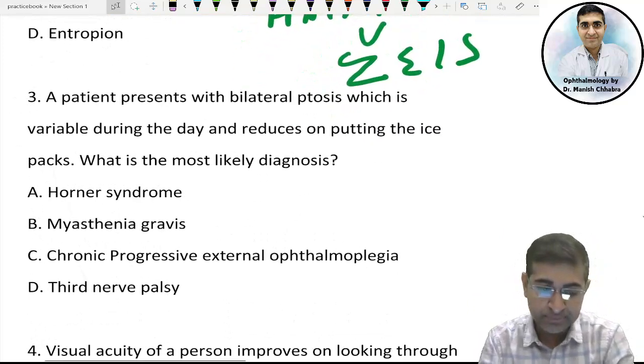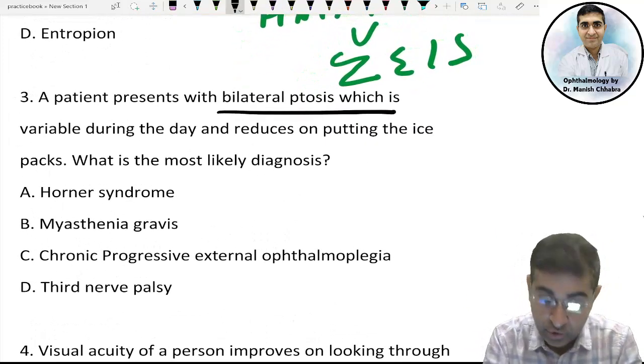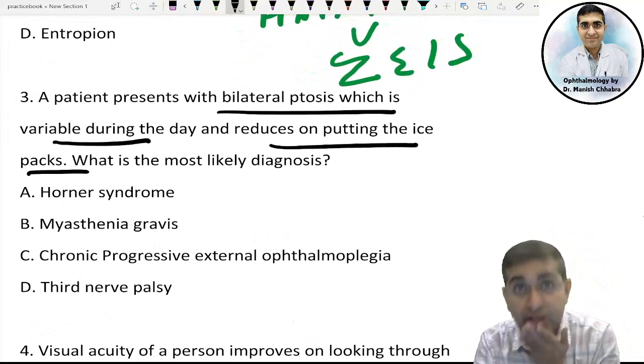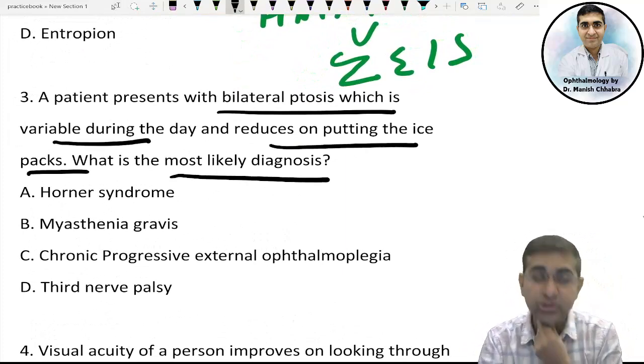Okay, now a patient presents with bilateral ptosis which is variable during the day and reduces on putting ice packs. What is the most likely diagnosis?